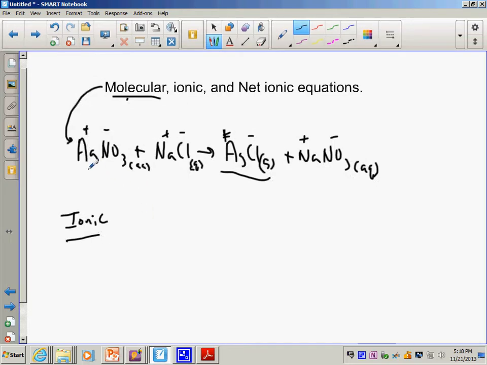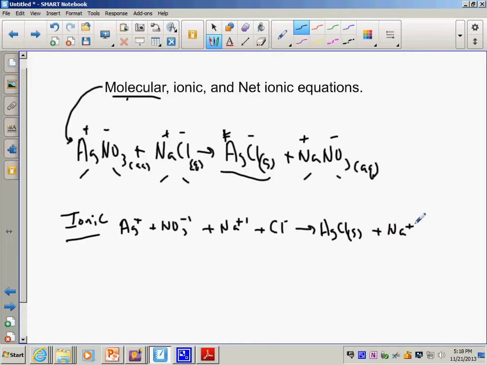So I would split these. I can't split that one because it's together as a solid on the bottom of the jar. And I would split these. So I have Ag plus, NO3 minus 1, plus Na plus 1, plus Cl minus. That's what the initial stuff looks like, two separate beakers. Then we mix them together, and I get AgCl, which forms a solid, and I get Na plus 1 plus NO3 minus 1. These are still not together.